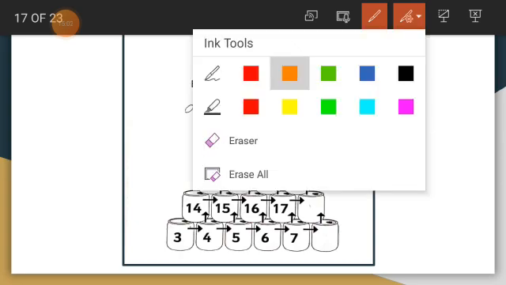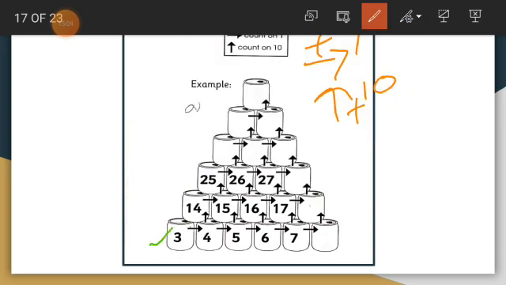Let me change the color now. Okay, here is 3, 4, 5, 6, 7. When we add 1 to 7, what is the answer? 8. I have written 8. Now the arrow is going up. So this means you are going to add 10 to 8. The answer is 18. Again the arrow is going up. Add 10 to 18. What is the answer?